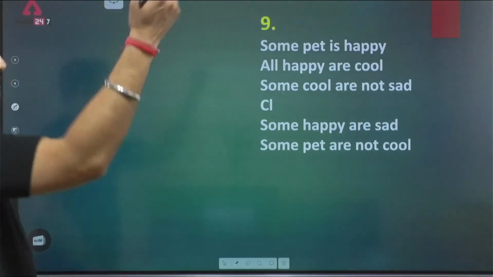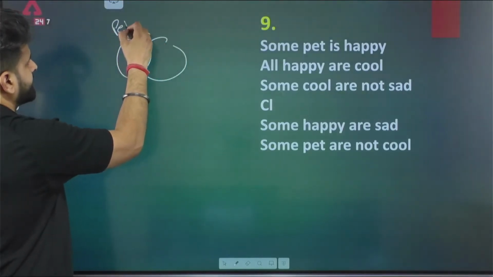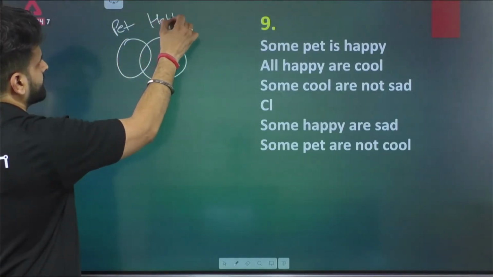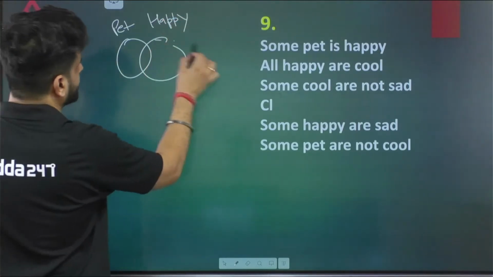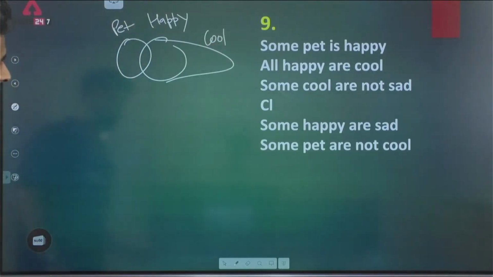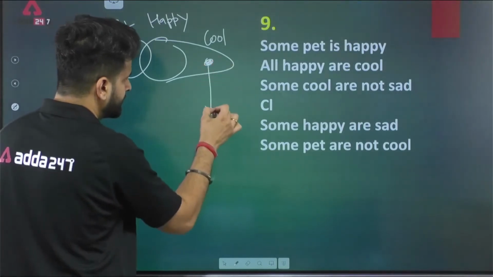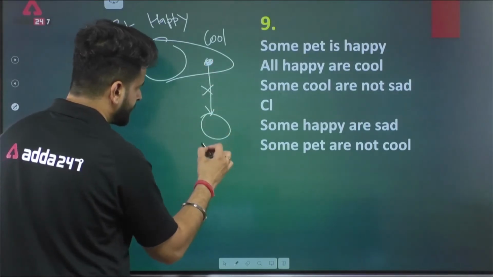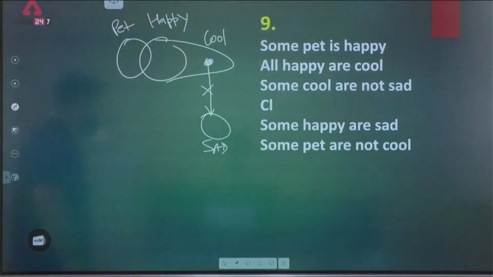Let's see. Some pet is happy. Let's suppose this is pet. Some pet is happy. All happy are cool. Some cool are not sad. Let's suppose this much part of cool is not sad. That much part of cool is not sad.